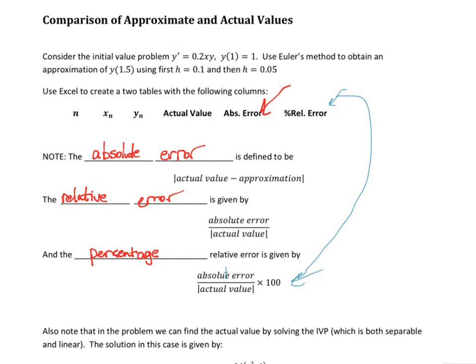Our goal is y at 1.5, and we're going to use h equal to 0.1, and then we're going to repeat it and do h equal to 0.05. We're doing this problem twice. Okay, so let me close this.